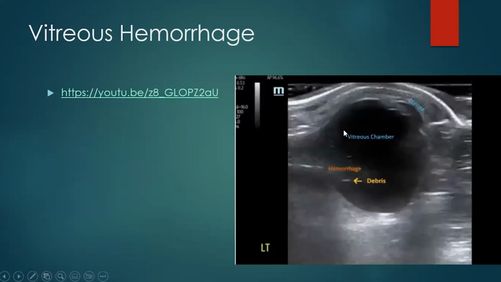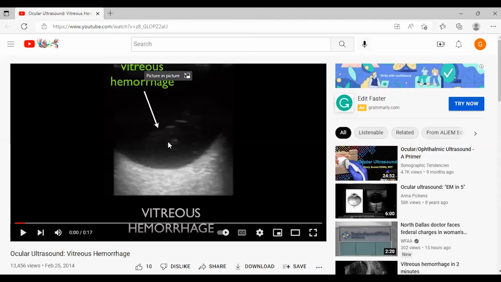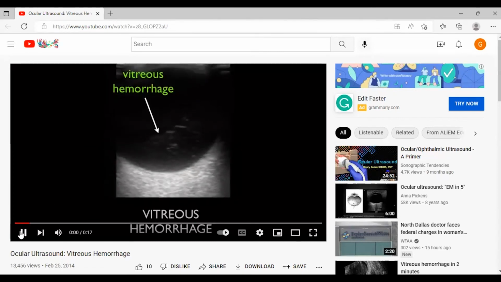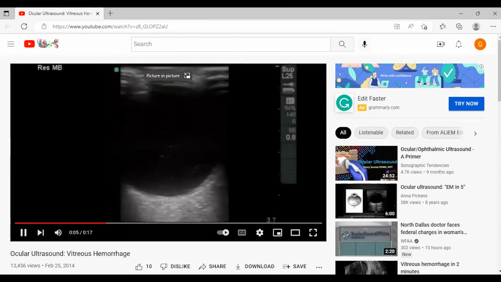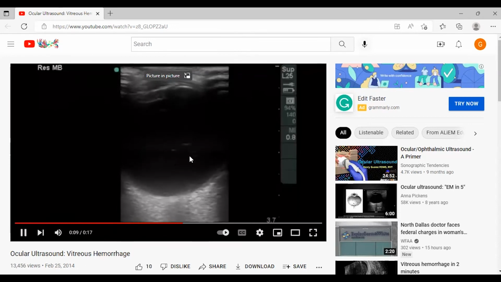Vitreous hemorrhage on ultrasound is going to look like a lot of debris and heterogeneous material in the posterior chamber, usually layering towards the back. And that's going to be your hemorrhage that causes the vision changes here. Here you see this heterogeneous area. That's your hemorrhage. As a patient, you have them look left, look right. You'll see some swirling of this hemorrhage and debris in the posterior chamber here.